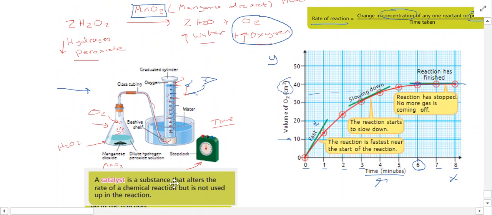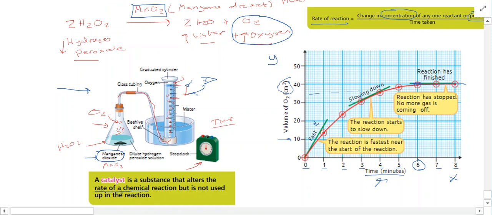So our catalyst in this experiment is magnesium dioxide. When this reaction happens, this material doesn't change. It just stays there, so it doesn't get consumed in the reaction. But what it does is help the hydrogen peroxide to break up. So a catalyst is a substance that alters the rate of a chemical reaction.